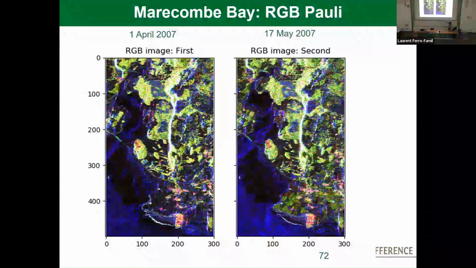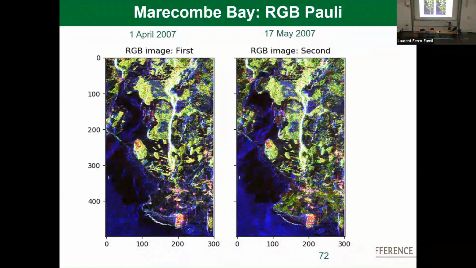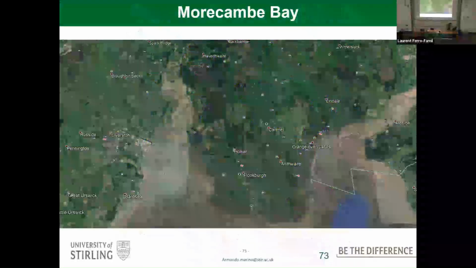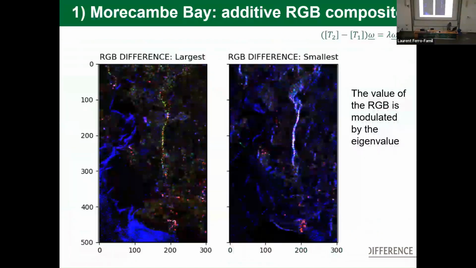You see the sea is blue again, it works. Then here, this agricultural field became green. There was some growth there between April and May, so a 1.5 month distance. So this is how the image looks. These are all mud flats. So it's very tidal, like a 7 meter difference of tides.